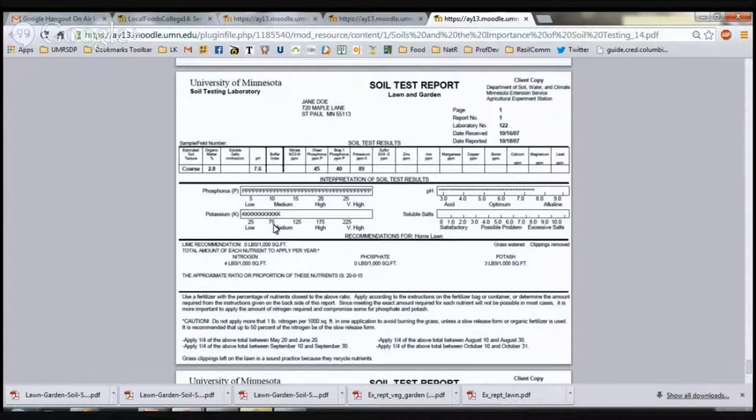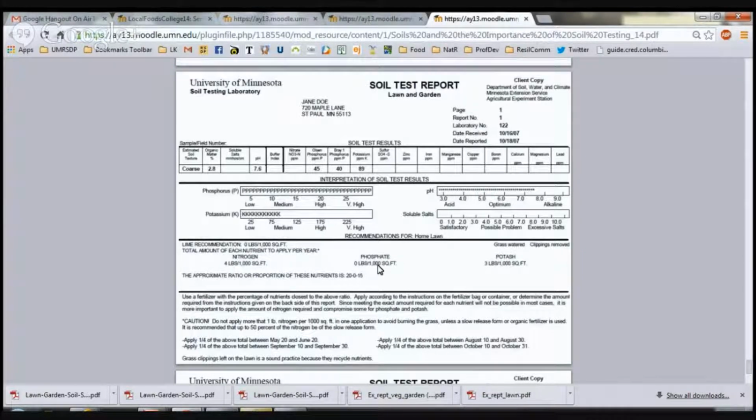Okay, so they give you some recommendations. We have a pH of 7.6. We don't need any lime, right? The nitrogen application is on an annual basis, and this is for lawn. So that would be 4 pounds of nitrogen per 1,000 square feet for the year. So you could put down a pound in September, a pound in October, a pound in May, right? And then you could do some smaller applications over the summer if you needed it.